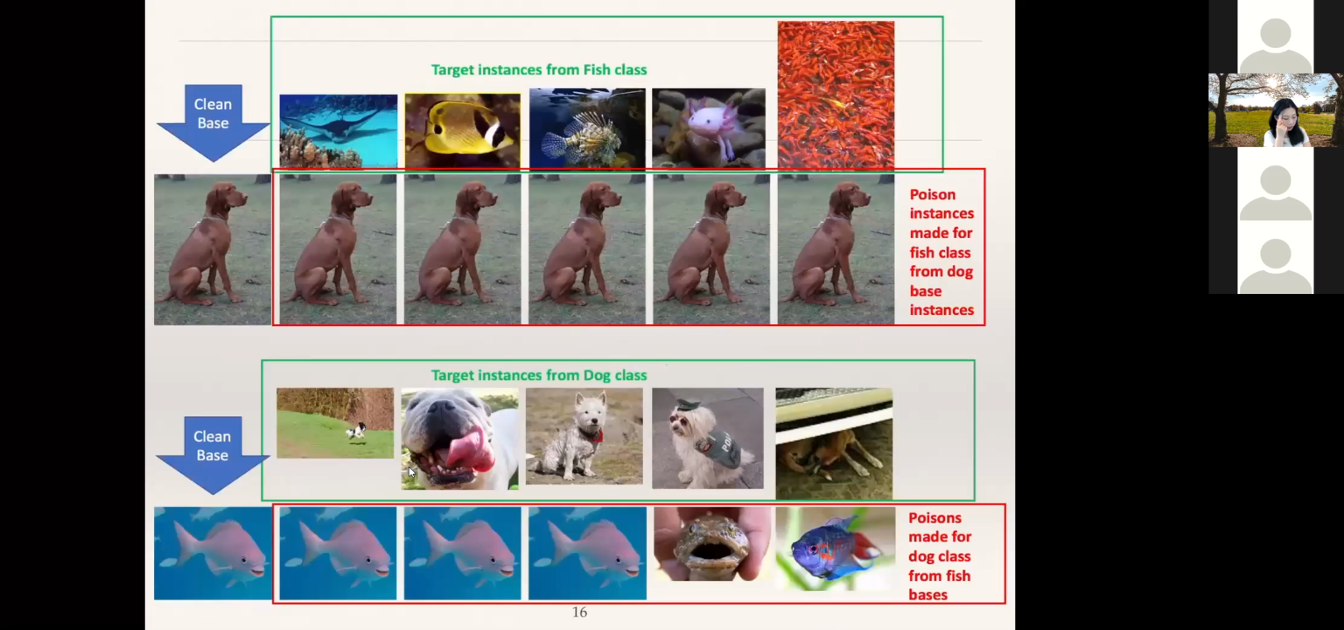Okay, so these are some slides, some examples of how the poisoning works. These poisoning instances are made for the fish class from dog base instances on the top. You can see the clean base and then all these perturbations. From a human point of view, at least I cannot see any difference between these figures. But somehow, by injecting these figures, you will basically classify all those fishes as a dog.